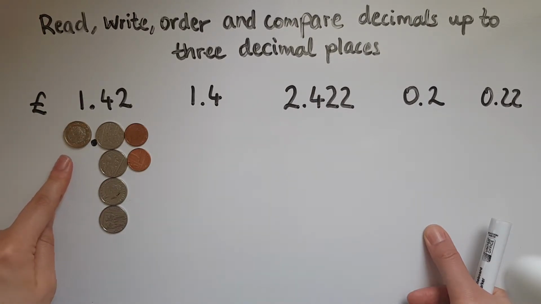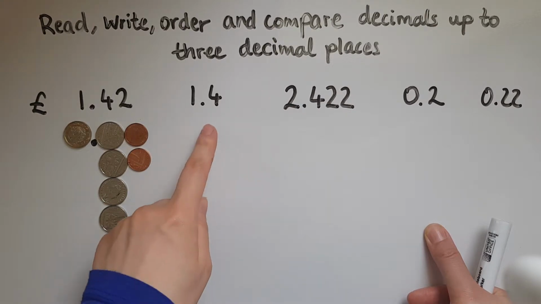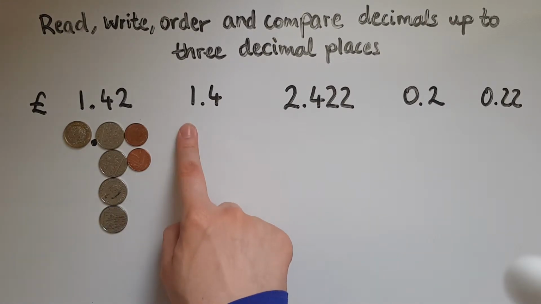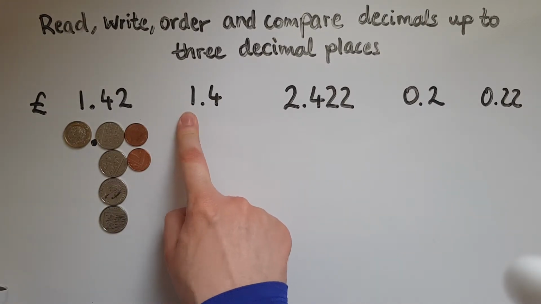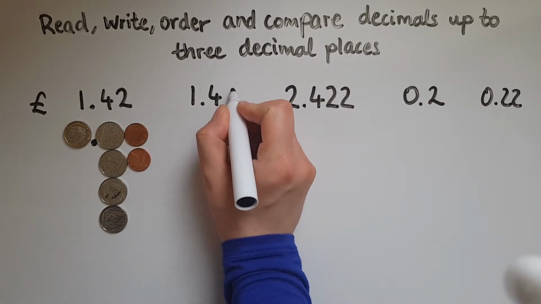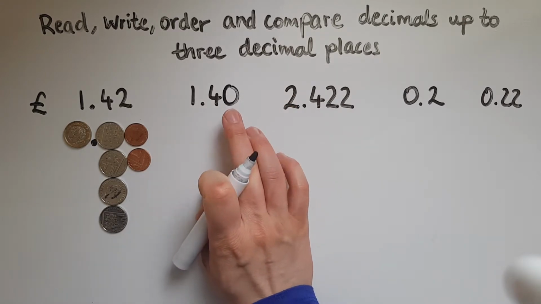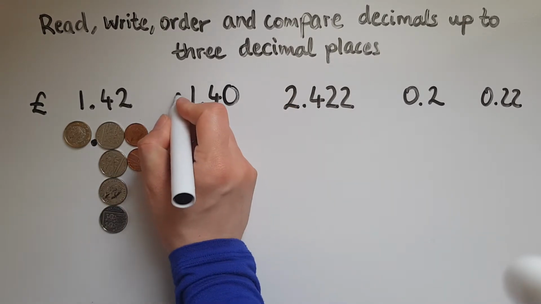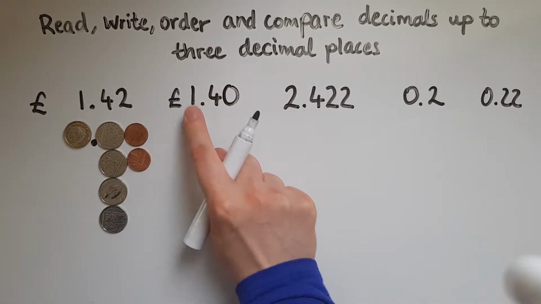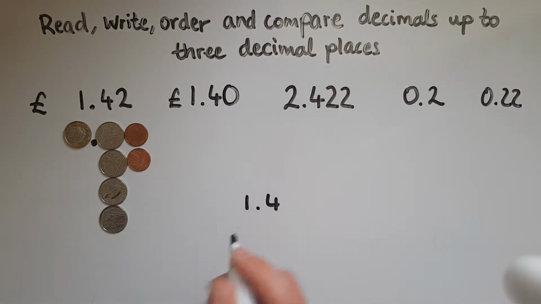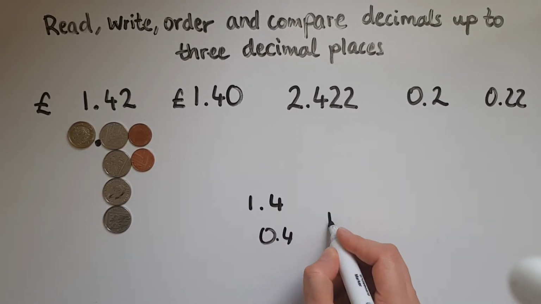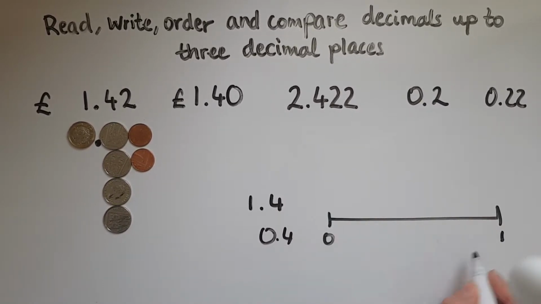So if I am trying now to compare that with the 1.4, how much money would I have here? It would be £1 and 40 pence, because I haven't got any digit after here to represent the pennies. So I can add a 0 after it. And in other ways, you could look at it: if it's 1.4, it's a whole one and 0.4. So what is 0.4 of a pound? There we go, 0 to 1 pound.